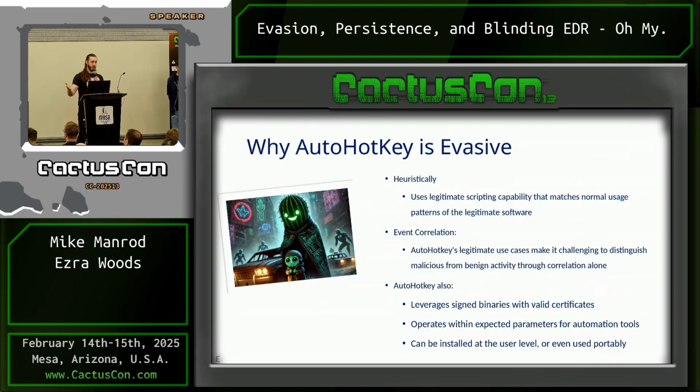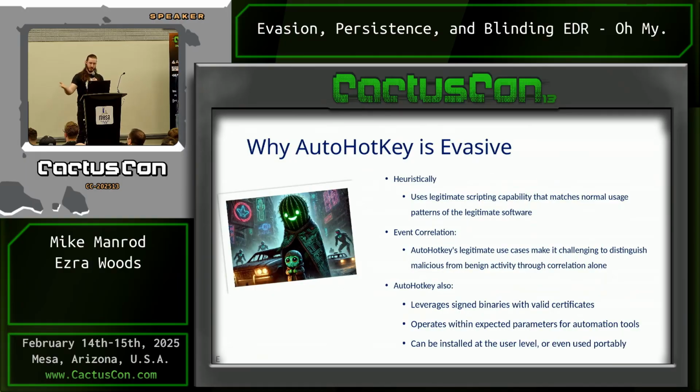How that relates to AutoHotkey specifically is, well, like I said earlier, heuristically, it's a legitimate scripting platform. So it's used for a lot of legitimate reasons, and those reasons are going to match what you're going to do maliciously with it, such as updating a registry key. That's a really normal thing to do if you're automating something like a deployment, but it can also be used maliciously. And then for event correlation, same thing. Its legitimate use case makes it hard to distinguish between malicious and benign activity if you don't actually know what's going on under the hood.